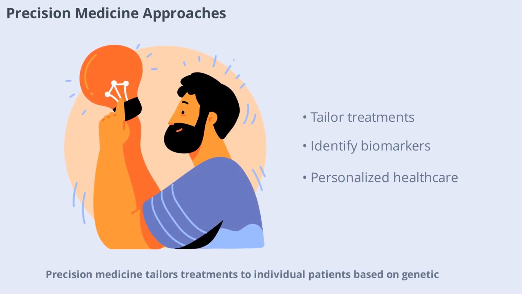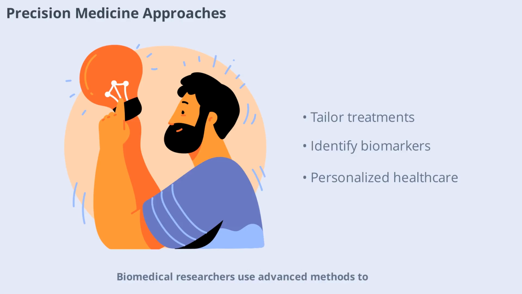Precision medicine tailors treatments to individual patients based on genetic, environmental, and lifestyle factors. Biomedical researchers use advanced methods to identify biomarkers and develop personalized therapies. This approach improves effectiveness and reduces side effects. Precision medicine relies on genetic research, bioinformatics, and clinical trials. It represents a shift from one-size-fits-all to customized healthcare, offering new hope for patients with complex conditions.